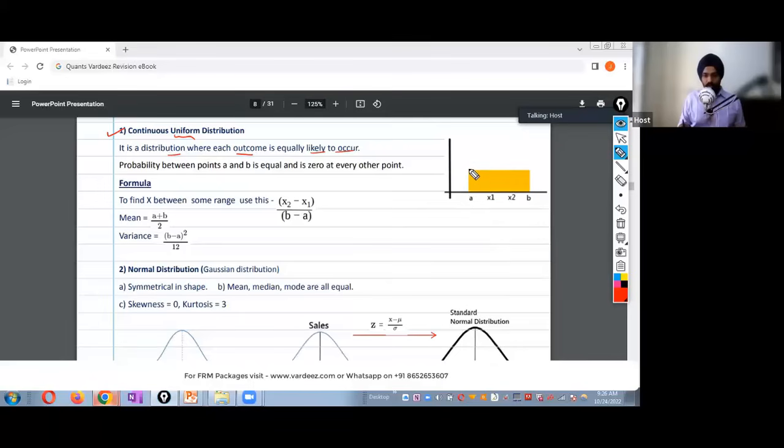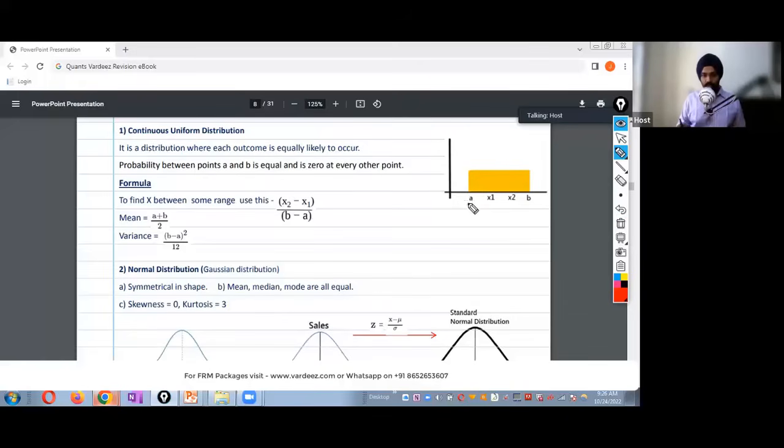Similarly, the probability of rolling a dice is 1/6, so 1/6 for all the outcomes. But remember, we are doing continuous. That means the probability of x being equal to a single value, let's say 2, is going to be 0 because it's continuous. You cannot have a single value.